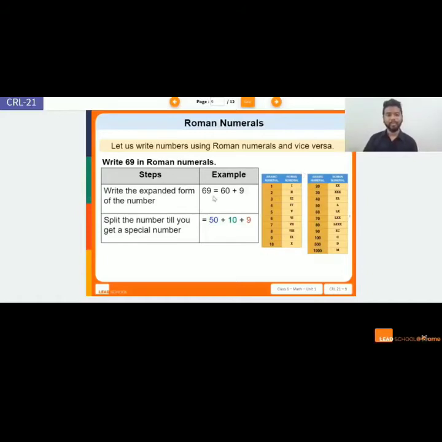So 60, I will break it into 50 and 10, because I can see 10 here and I can see 50 here. I will use these easy ones. 60 is LX, we will see how it gets. Step 3, write the symbol for the special numbers. What is the symbol used for 50? I know it is L, so I will write L here. I will not use operations in between any of these symbols. Instead of 10, I will choose X. Instead of 9, I will write I and X. That's LXIX.